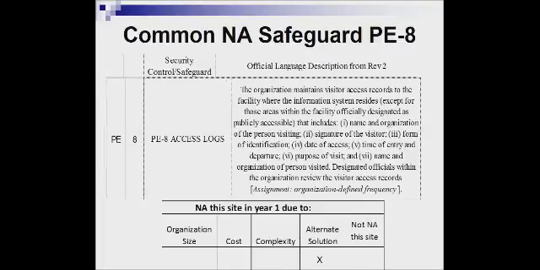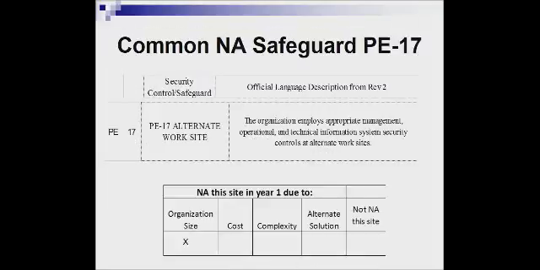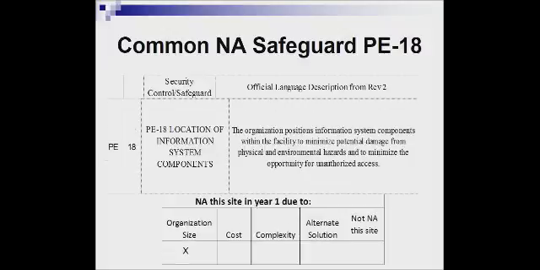Unless the organization has many visitors for some reason, such as an active medical practice, an extensive access log is unnecessary and can be replaced with a simple calendar or schedule. Groups with electronic medical record systems should have options for alternate work sites. Other small organizations will probably find this safeguard not reasonable due to size. A small organization will typically have few options on location of information system components.